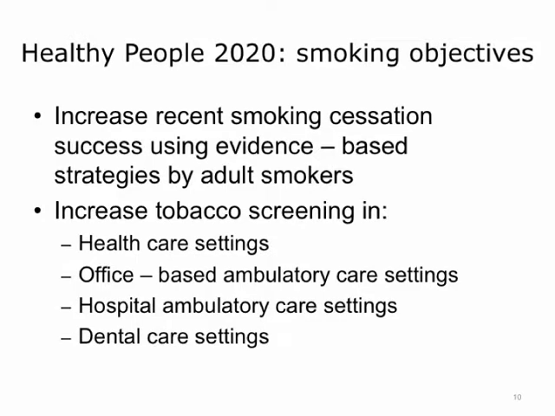Some of you might be familiar with the Healthy People 2010 report. This report is produced by the United States Department of Health and Human Services to promote science-based, 10-year national objectives for promoting health and preventing disease. Healthy People 2020 is now being prepared. In that document, there are several objectives related to smoking. One is to increase recent smoking cessation success using evidence-based strategies by adult smokers. Another objective is to increase tobacco screening in healthcare settings, office-based ambulatory care settings, hospital ambulatory care settings, and dental care settings.